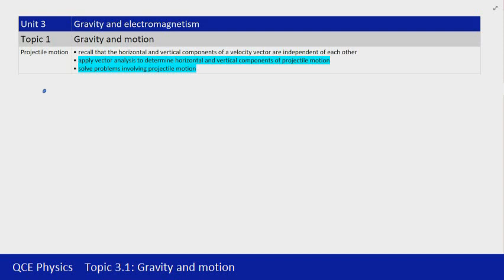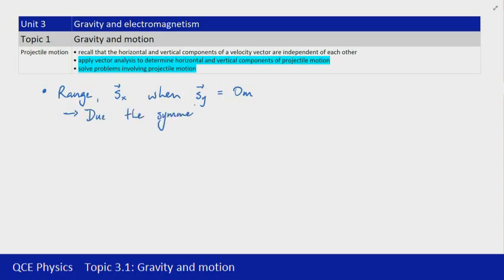Continuing on from the previous video, the last special scenario that we're going to look at is dealing with range. Range is basically the horizontal displacement Sx when Sy has returned to 0 meters. In other words, the projectile has returned to the same height from which it was originally launched.